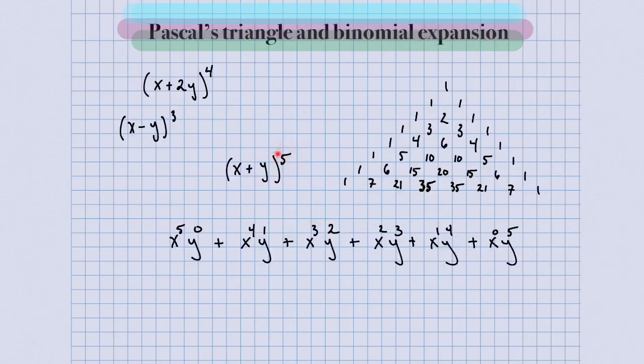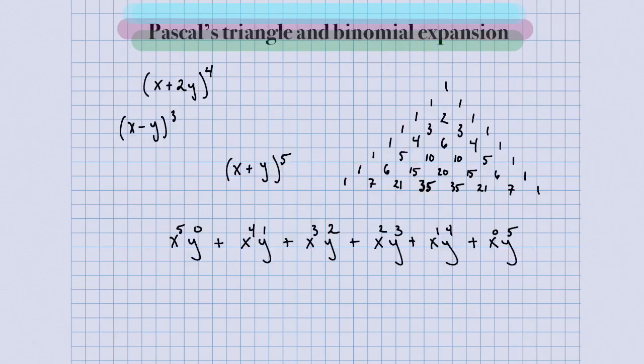Next thing we want to do is look here. This is the fifth power, this is what we're expanding. We have 6 terms. We look over here at Pascal's triangle, and we're going to find the line where the second number is a 5. And that's going to be right here. So this is the line we're going to use, and these numbers are going to be the coefficients that we're going to be adding in front of these terms.